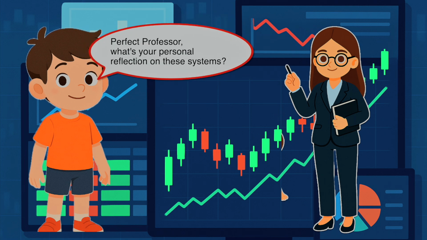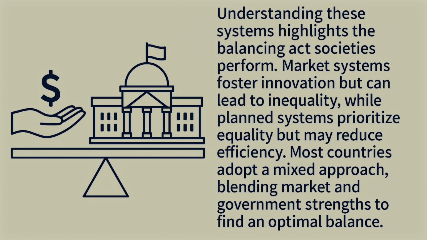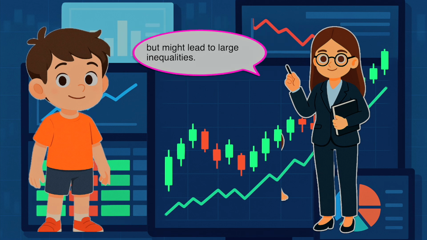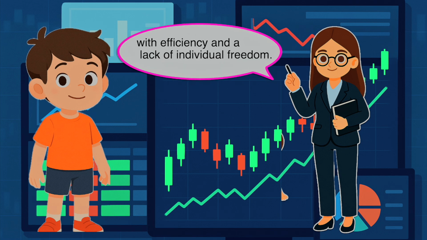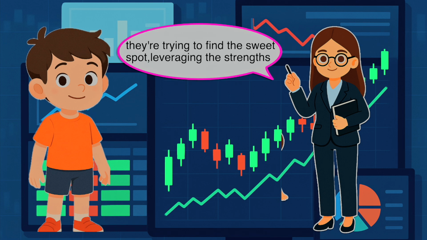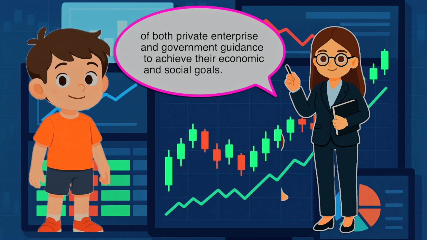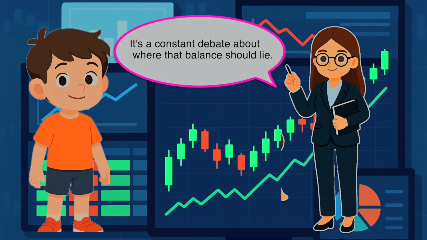Perfect. Professor, what's your personal reflection on these systems? My observation, Alex, is that understanding these systems really highlights the balancing act societies perform. Pure market systems can be incredibly innovative but might lead to large inequalities. Pure planned systems aim for equality but often struggle with efficiency and a lack of individual freedom. The fact that most nations are mixed economies tells us that they're trying to find the sweet spot, leveraging the strengths of both private enterprise and government guidance to achieve their economic and social goals. It's a constant debate about where that balance should lie.